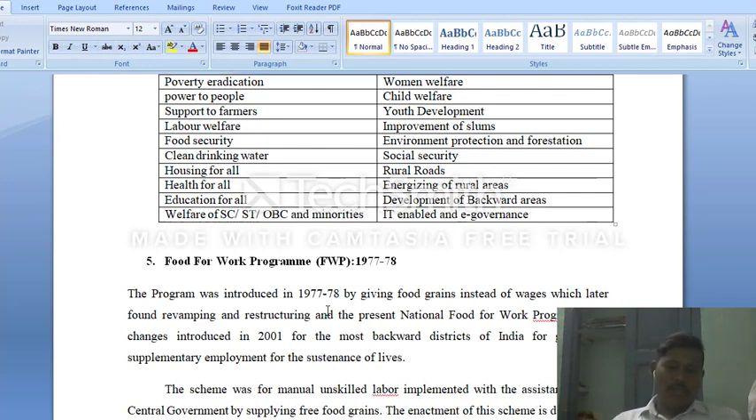The next important program is called the Food for Work Program, FWP. This program was introduced in 1977-78 by giving food grains instead of wages, which later found revamping and restructuring as the present National Food for Work Program with the changes introduced in 2001 for the most backward districts of India for generating supplementary wage employment and subsistence.